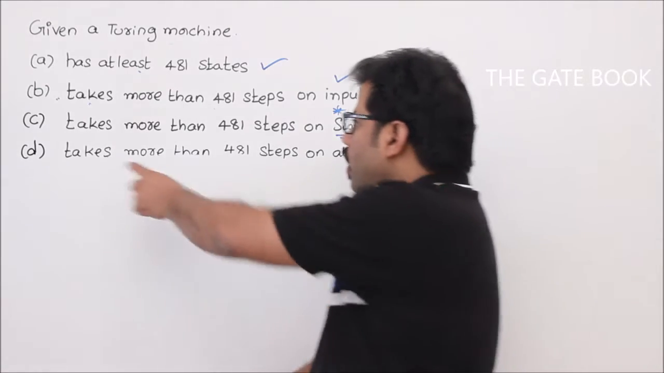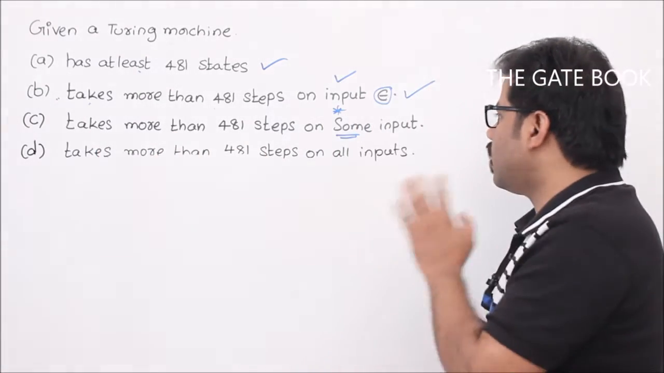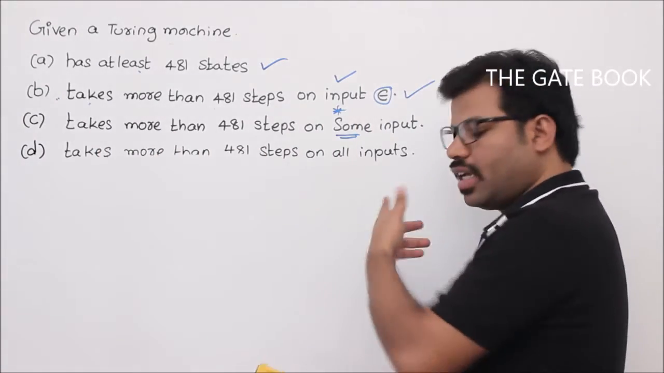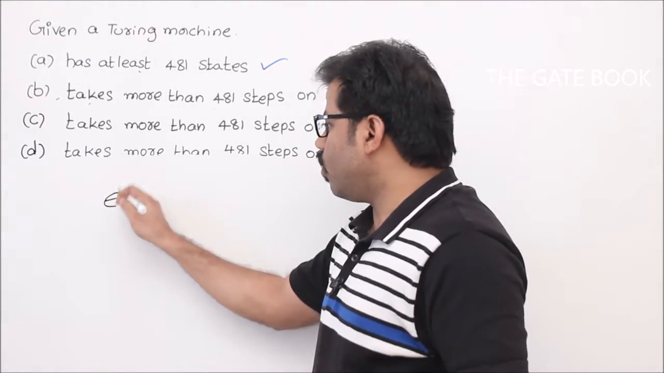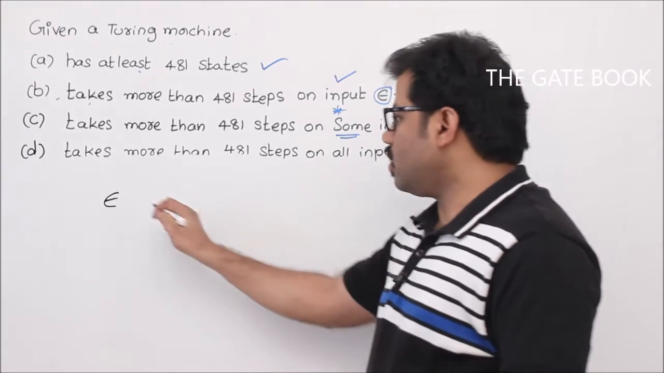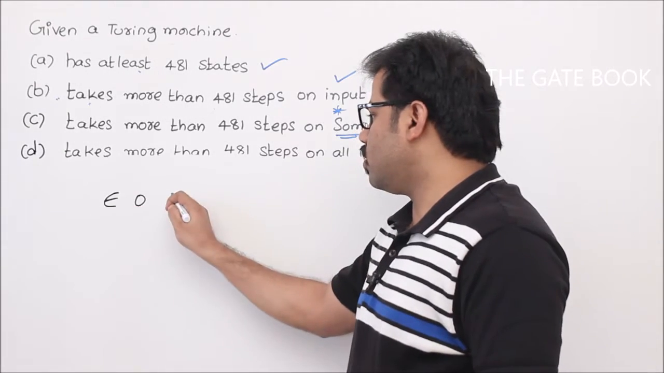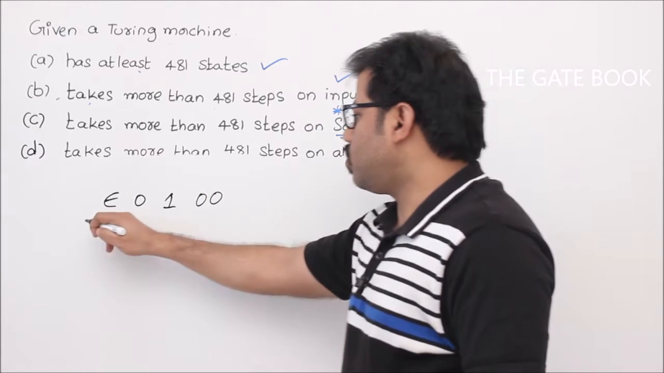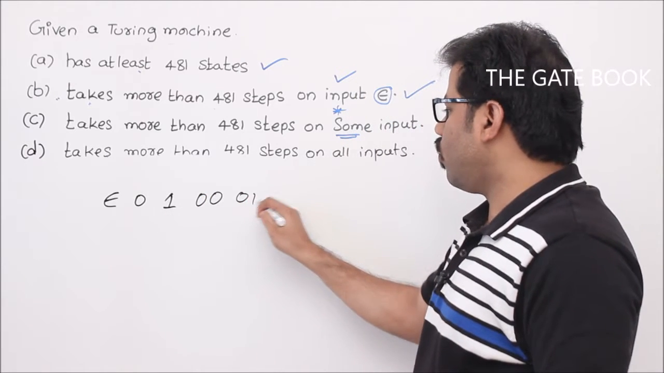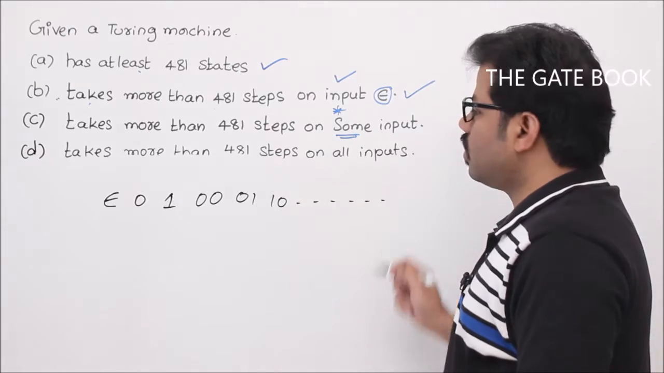Sir, actually a Turing machine takes more than 481 steps on some input or not, but some means any input, right? Then I can't decide anything by only checking epsilon, sir, correct? Yes, because infinite strings are possible: epsilon, 0, 1. This question is about all possible inputs: epsilon, 0, 1, 00, 01, 10. In that way there are infinite strings, correct?